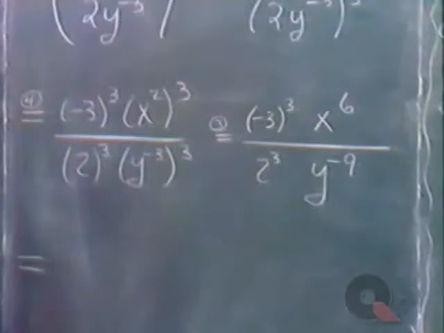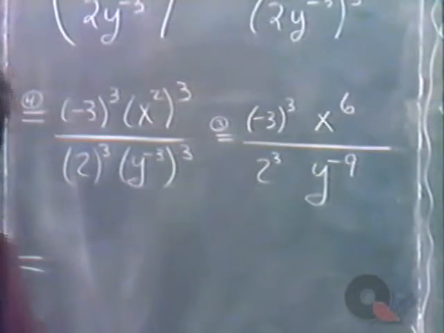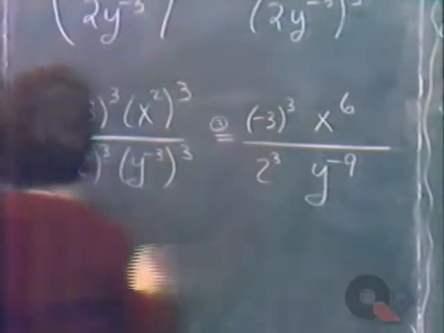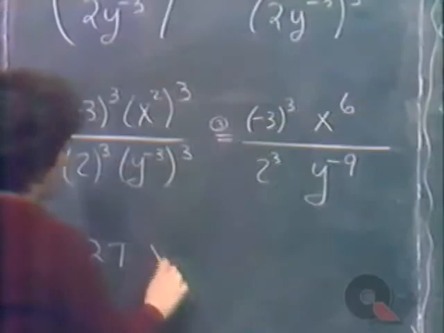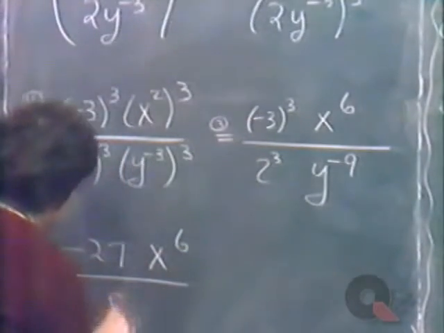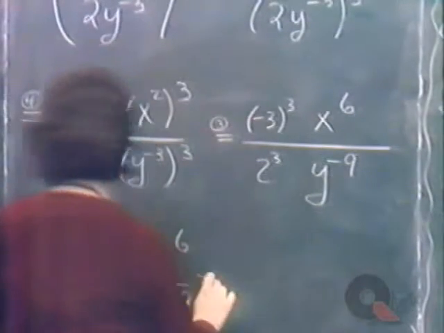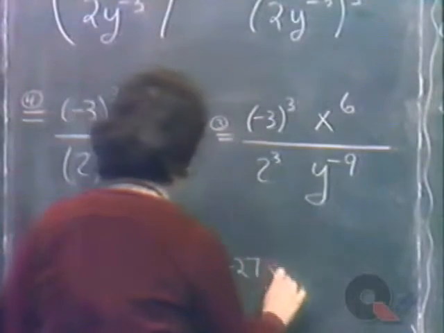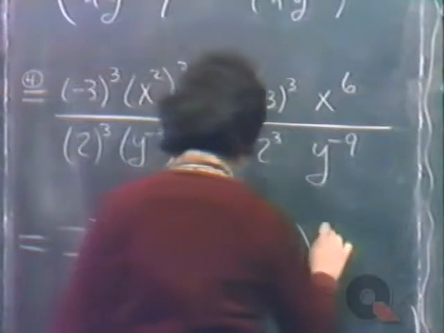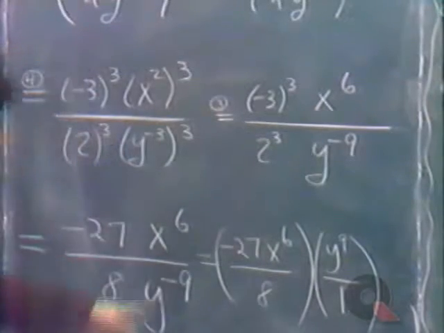Now, let's simplify. (-3)^3 means -3 times itself 3 times: -3 times -3 times -3. -3 times -3 is 9, times -3 is -27, x^6, over 2^3, that's 2 times 2 times 2, 8, y^-9. We can make this -27x^6 over 8, and the y^-9 downstairs can become y^9 over 1. You can write it upstairs.